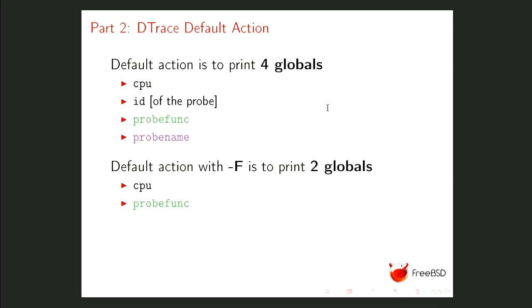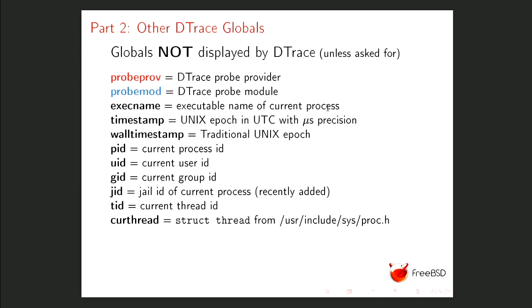So when you ask for additional things in an action bounded by curlies, given a probe or multiple probes separated by commas, you can ask for these default things plus the things you ask for. There's a dash Q flag, which I'm not even going to cover. It's not worth it, just a 10-second blurb here. Dash Q will not print those four globals, and then you have full control over what's printed. But here's all the globals that you could ask for. There's a little teaser here: the probe provider, the probe module, the executable name, the timestamp, the wall timestamp, the PID, UID, GID, and recently we added JID, the thread ID, and the best one, curthread, which has everything you would ever want.